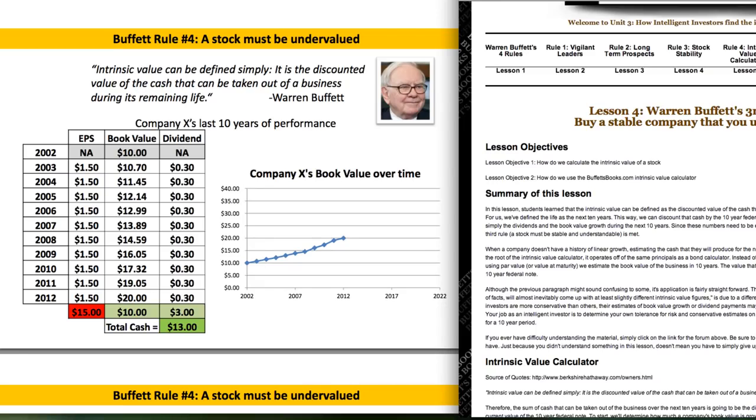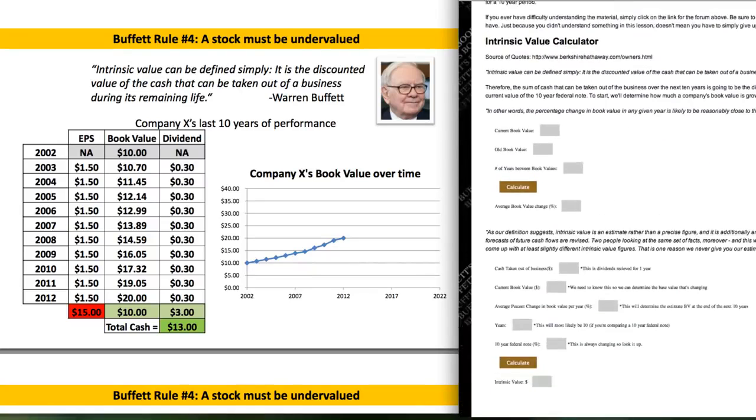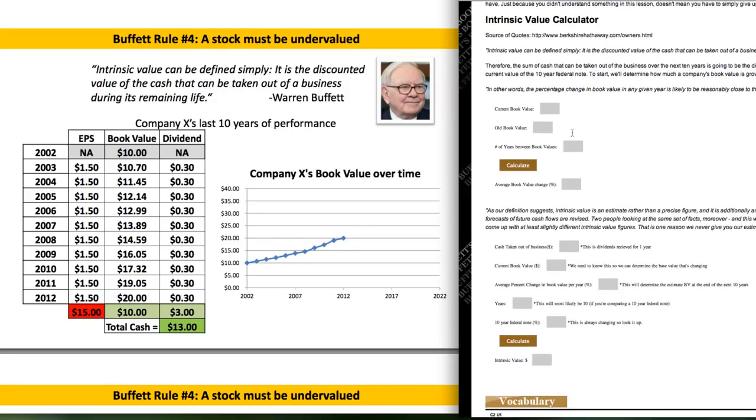Okay, so right now I have the Buffett's Books calculator pulled up, which is just below this video. If you scroll down, you can see that the calculator is broken down into two different sections. And what we're going to use first is the top section. This top section gives us a very rough estimate of how much that book value was growing annually throughout that 10-year period up to where we're at now. So first we're going to input the current book value. When we look at 2012, the current book value for Company X is $20. So you're just going to put $20 in there.